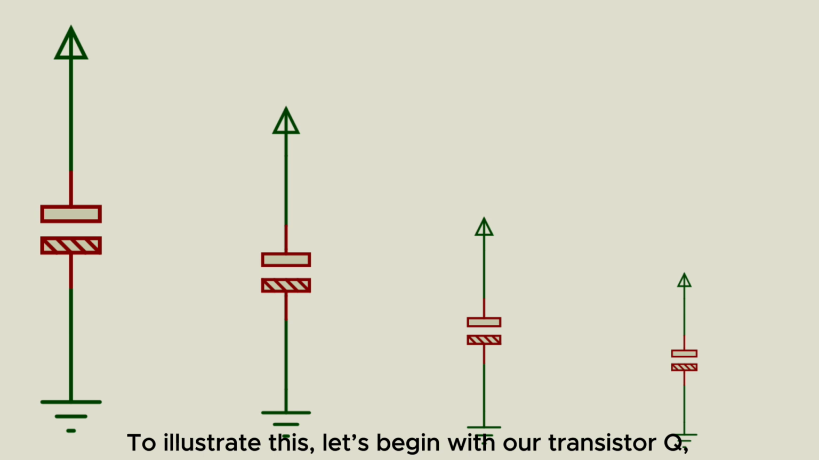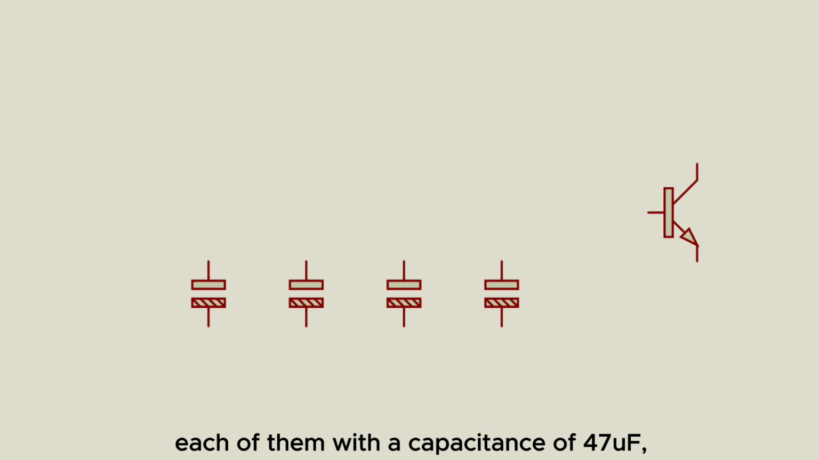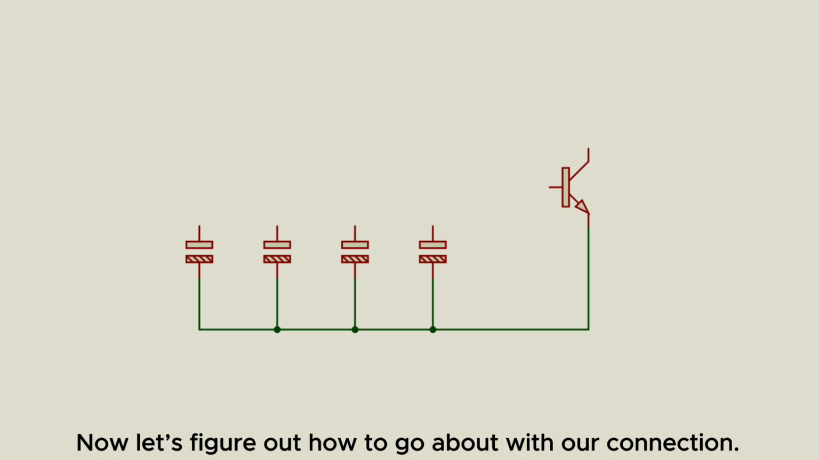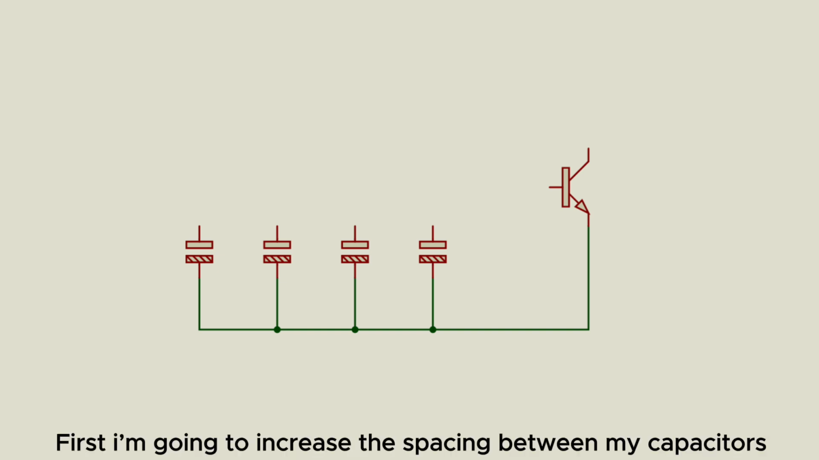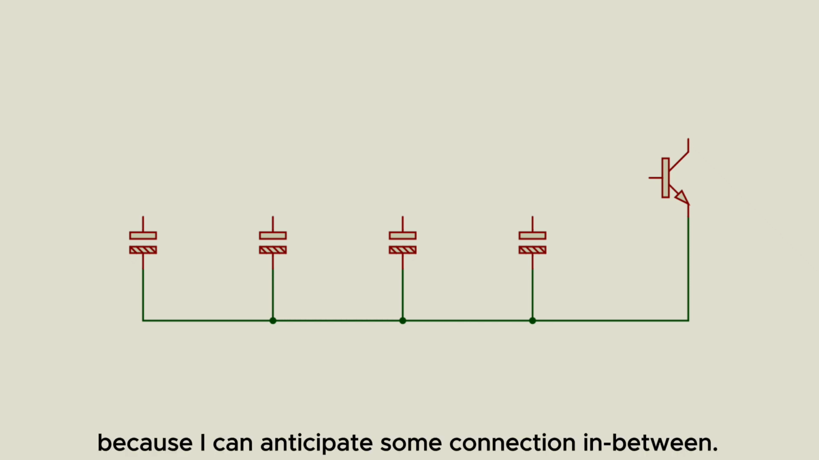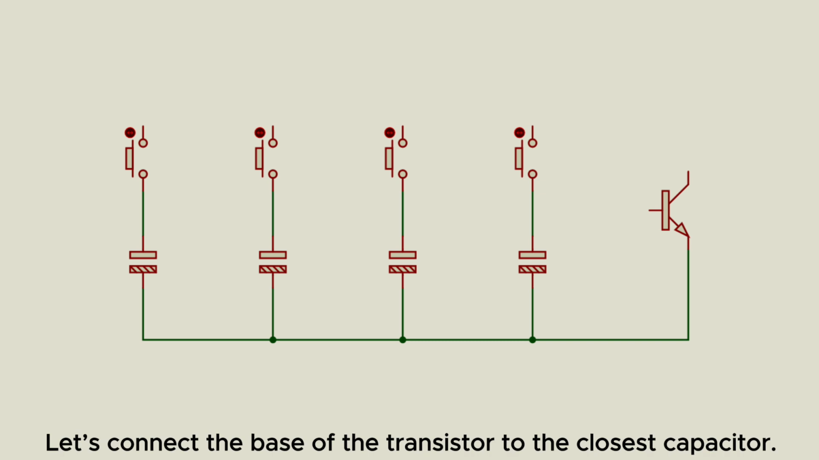To illustrate this, let's begin with our transistor Q. Next, we place our 4 capacitors, each of them with a capacitance of 47 microfarads. Let's connect the emitter of our transistor with the negative terminals of our capacitors. Now let's move to figuring out how to go about with our connection. First, I'm going to increase the spacing between these capacitors because I can anticipate some connection in between. We are going to connect a push button in series with every capacitor. Let's connect the base of the transistor to the closest capacitor.